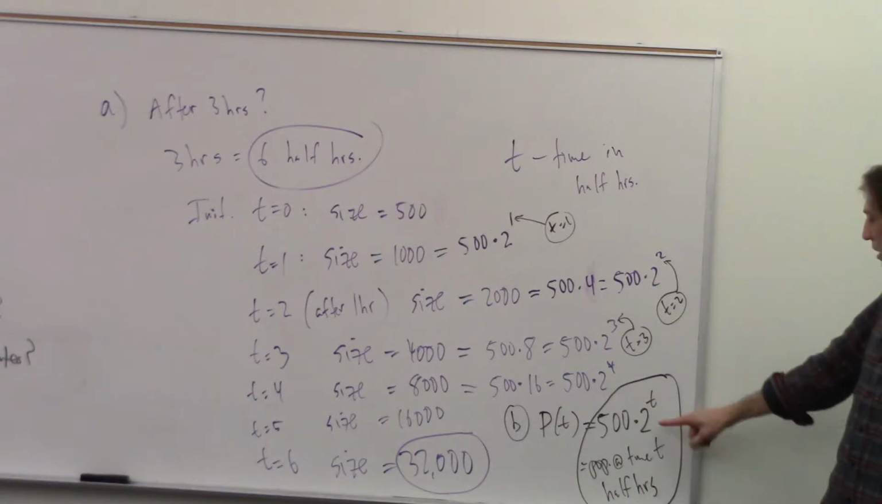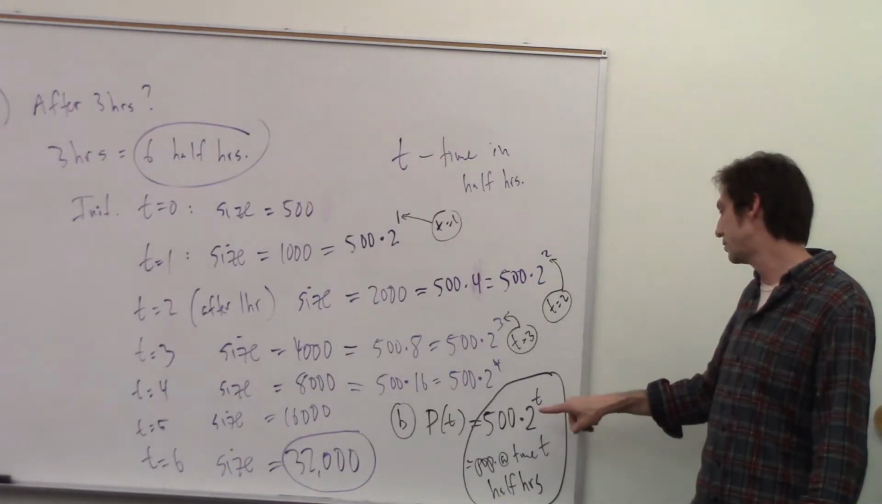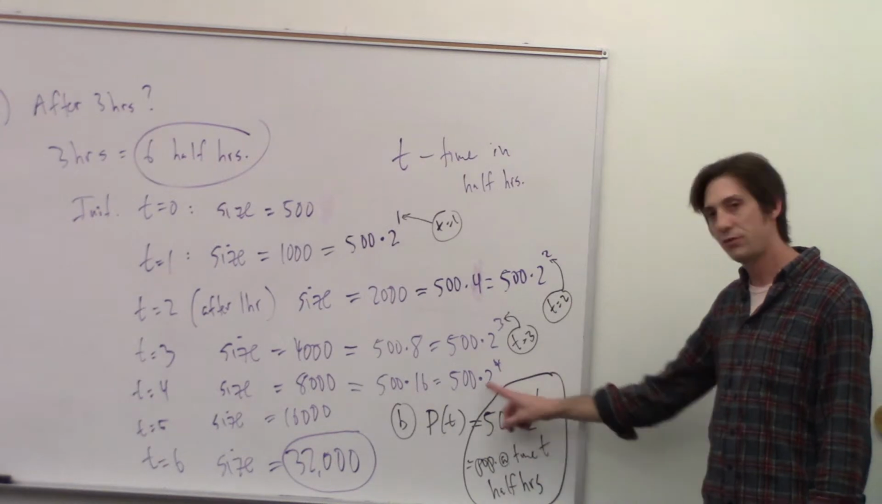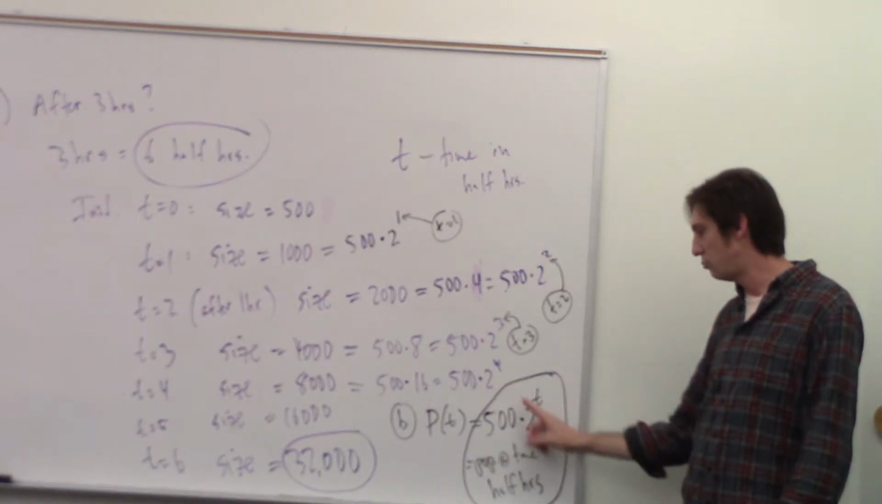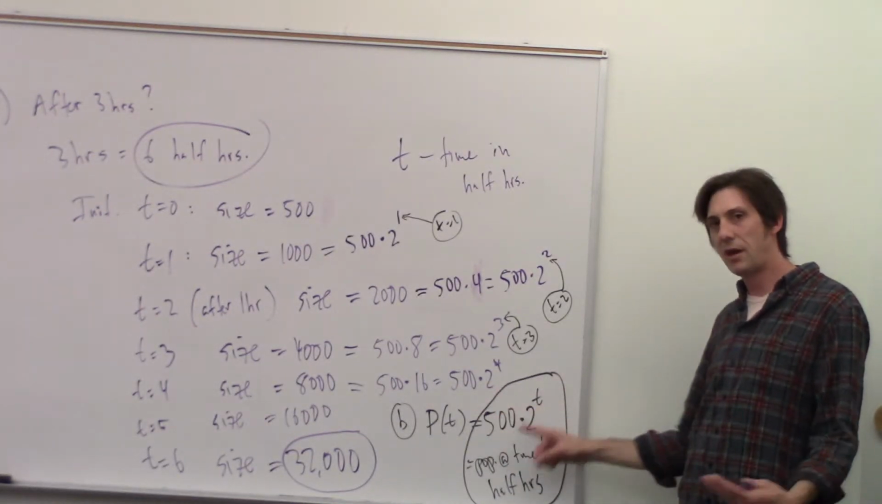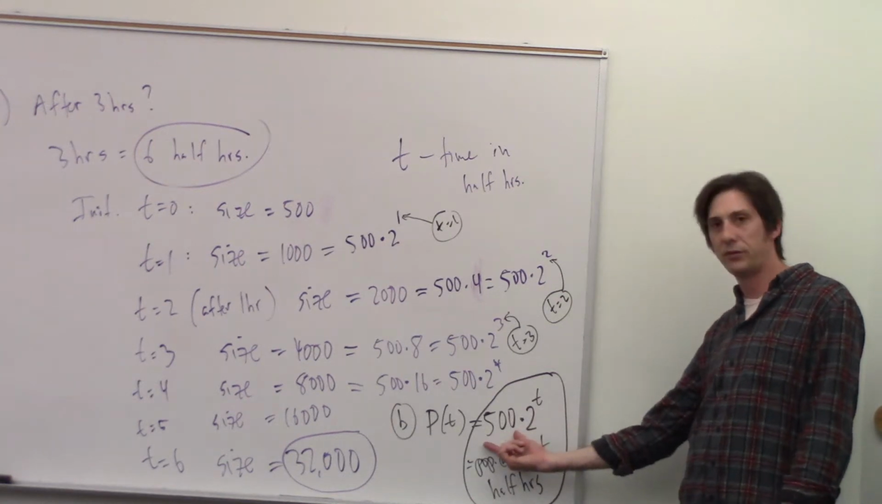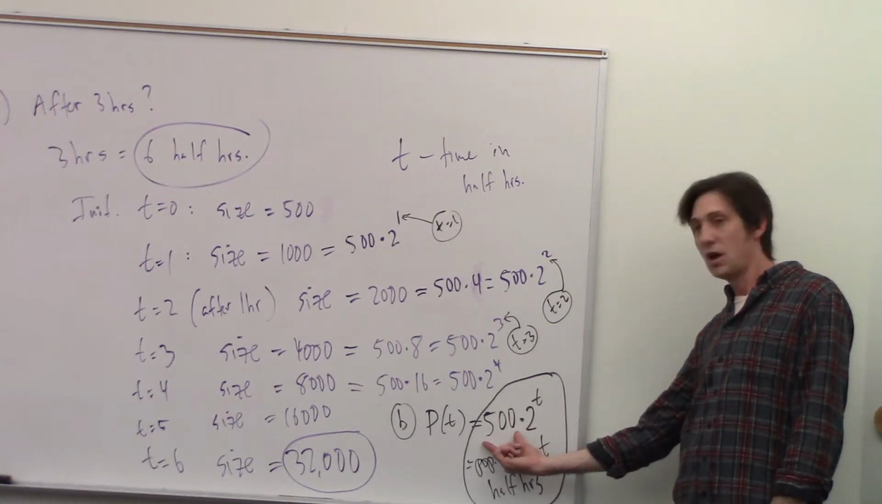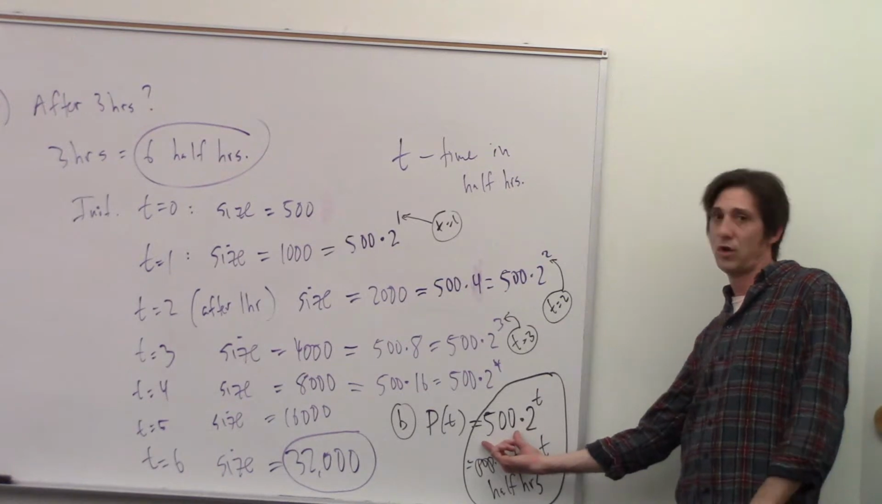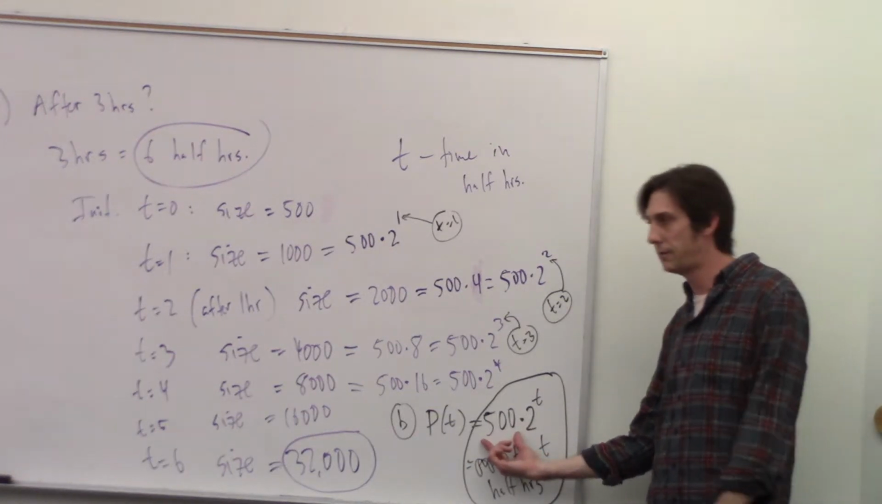This is an exponential function. The base is 2 here. The 500 is a constant multiple. This is just a scaling function. You remember from a previous section that when you multiply a function by 500, that corresponds to a vertical stretch by a factor of 500.